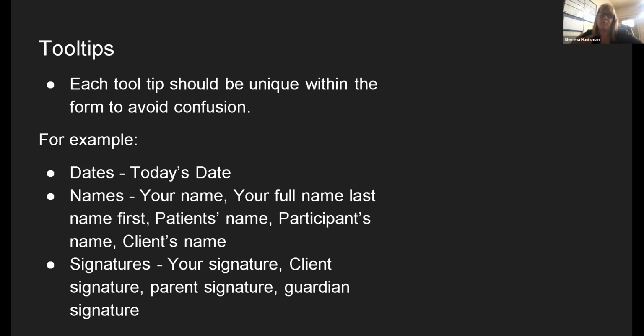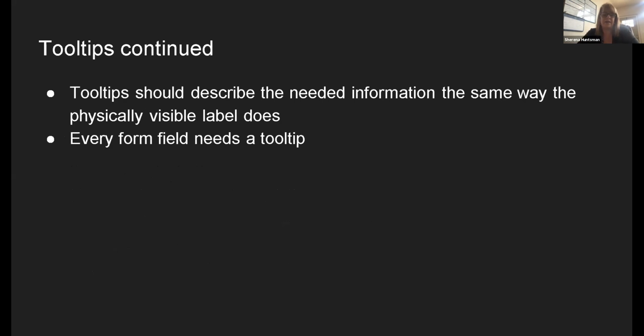Signatures were another time where it comes up. You might ask for several signatures on a particular document: your signature, a client's signature, a parent's signature, a guardian's signature. Hopefully you're recognizing here it's just adding in that information that helps the user understand what you're looking for and how they can most accurately complete filling it in.